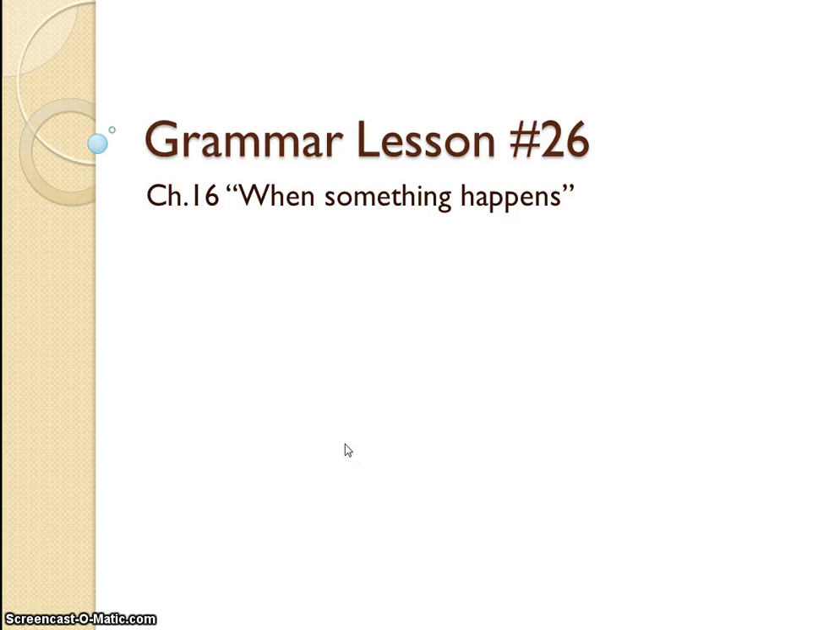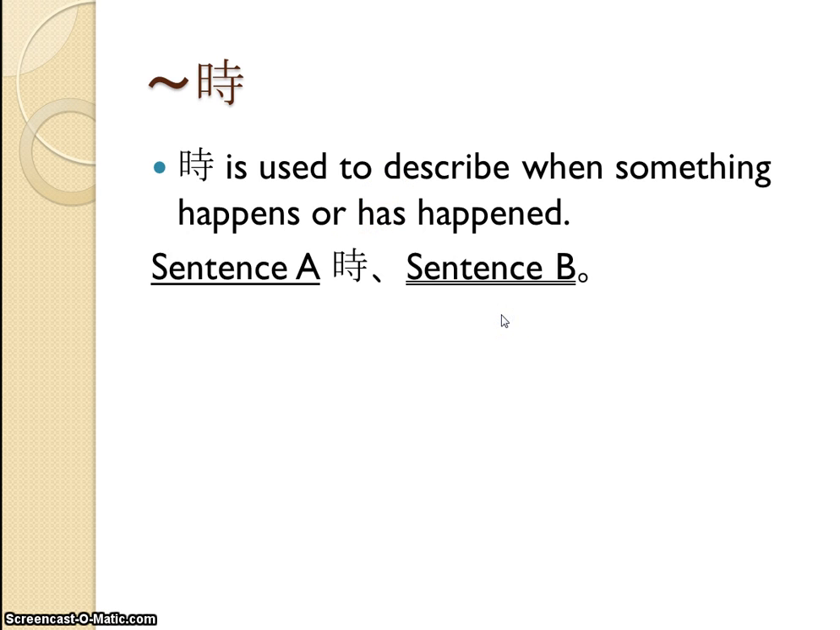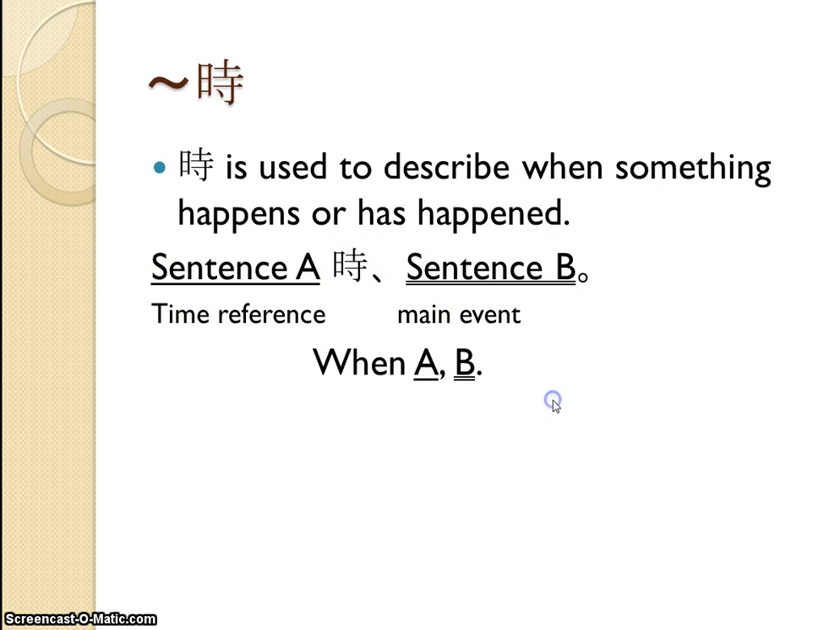Okay, this is grammar lesson number 26, chapter 16, when something happens. So we've already learned this word. This word is called toki, and it's used to describe when something happens or has happened. We use this as a time signifier, a time reference word previously. So usually sentence A, the one that is a precursor to the word toki, is a time reference, and the main event is sentence B. So it just tells us when B occurs.